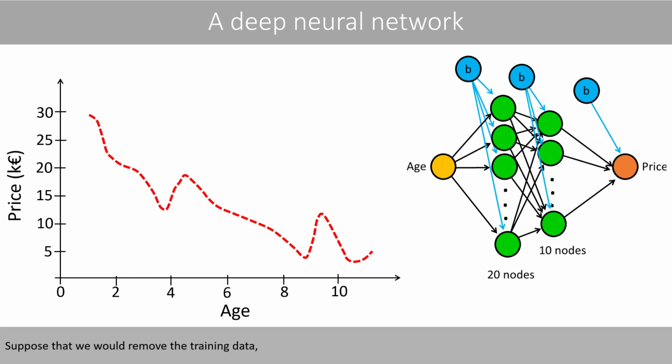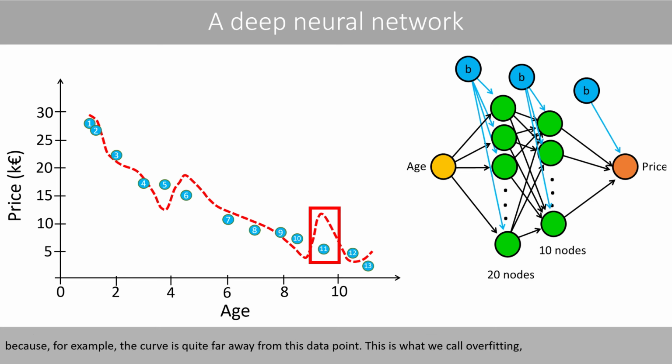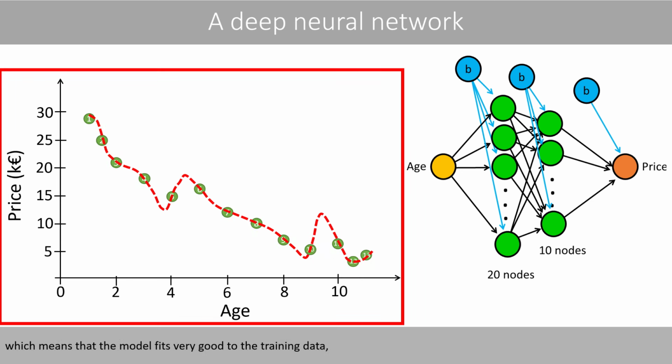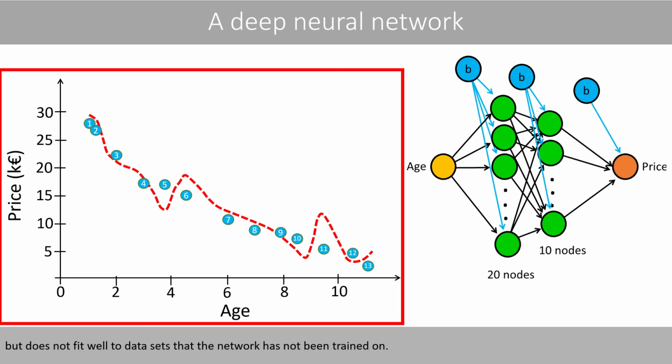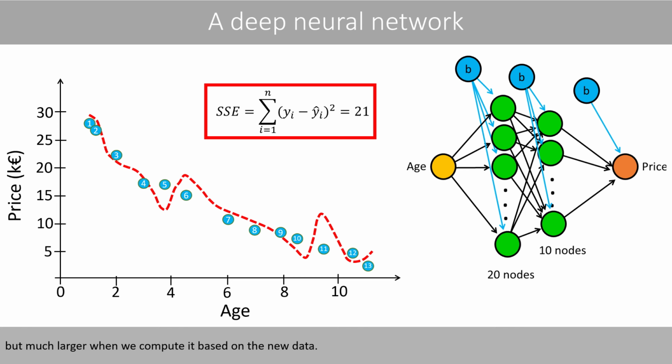Suppose that we would remove the training data and collect a new dataset that the network has not been trained on. Then we see that the network predicts the new data quite badly. Because, for example, the curve is quite far away from this data point. This is what we call overfitting, which means that the model fits very good to the training data, but does not fit well to the dataset that the network has not been trained on. The sum of the squared errors is therefore very small when we compute it based on the training data, but much larger when we compute it based on the new data.